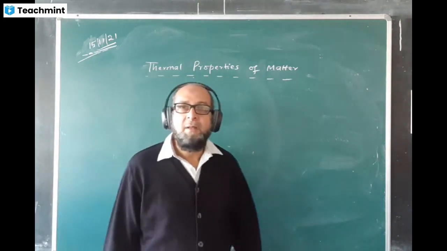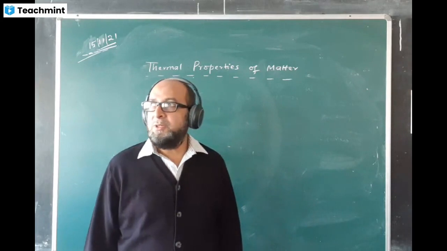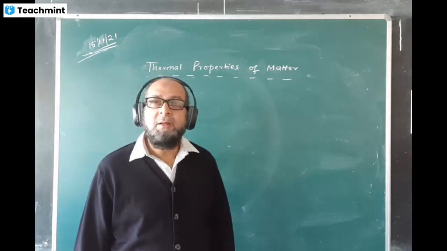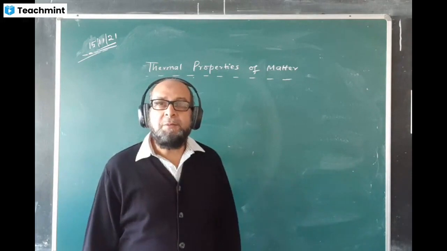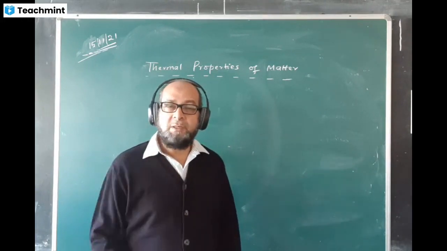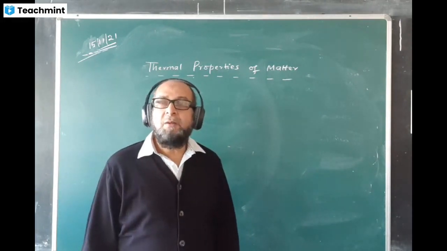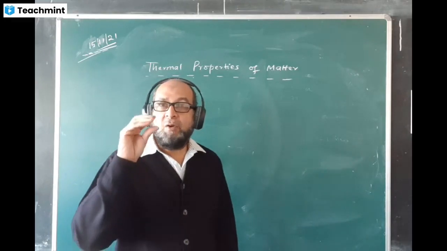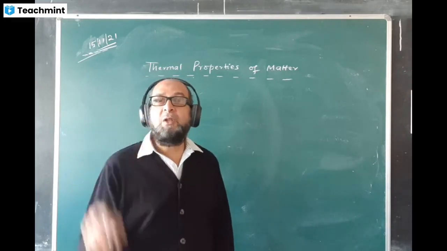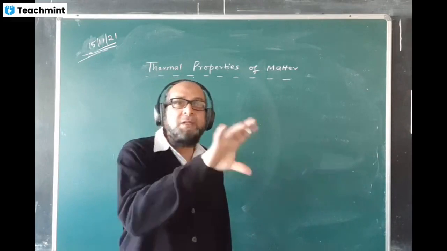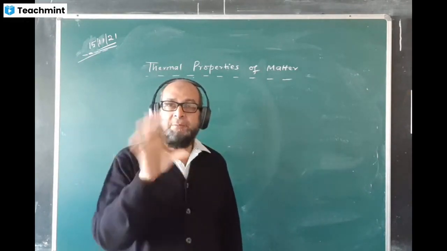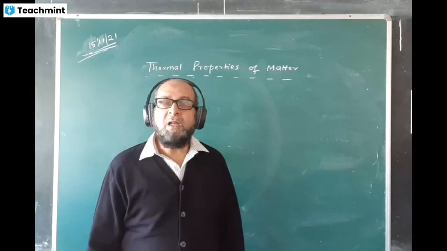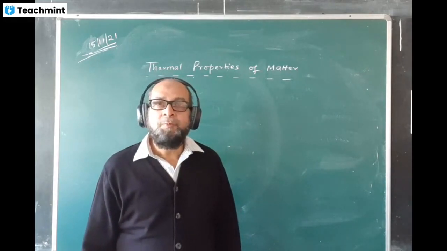I think you have done this in class 10 also. Principle of calorimetry: heat lost by a hot body is equal to heat gained by a cold body. When both bodies reach a constant or common temperature, then no more exchange takes place. The phenomenon of achieving the constant temperature is called thermal equilibrium. We say that both the bodies are in thermal equilibrium, which means no more exchange of heat will take place between them.